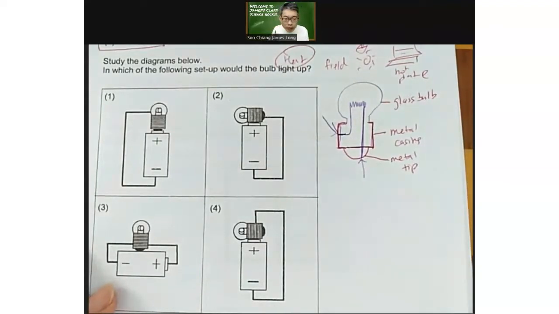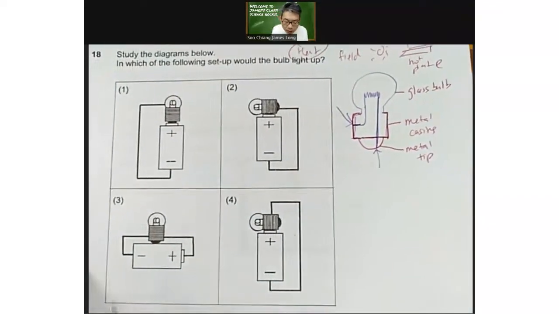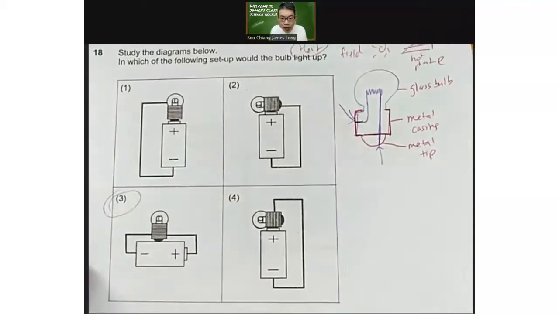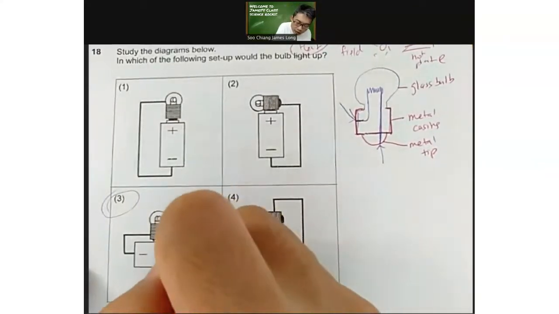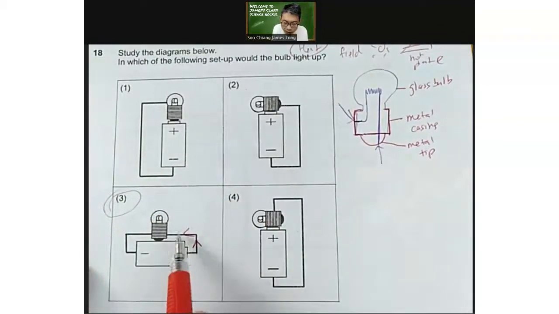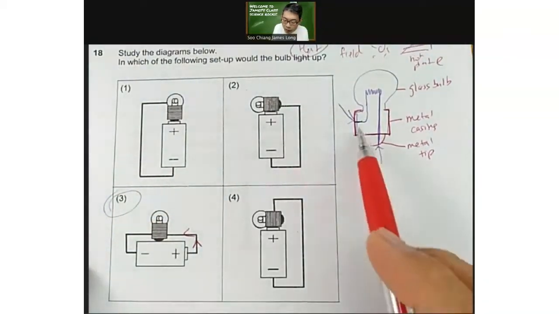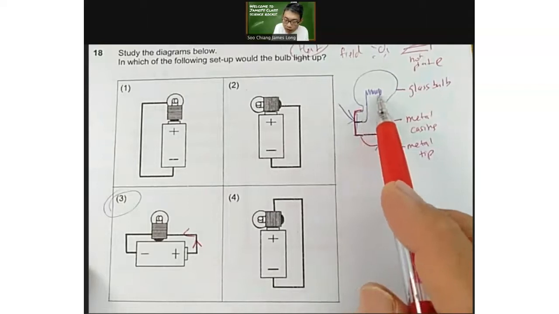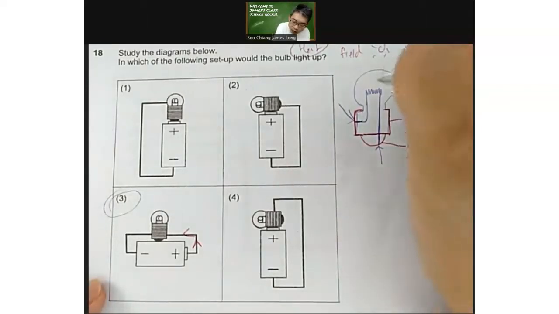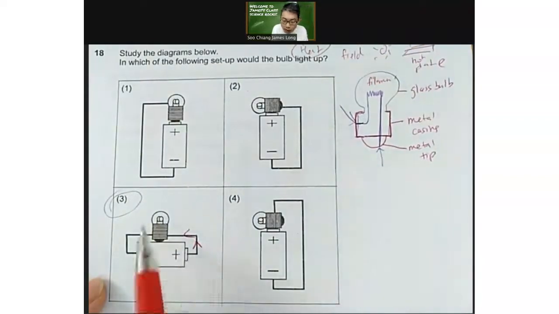Therefore, answers such as 3 is wrong. Although you see that the wire is connected, and actually current does flow in this, but it flows through the metal casing. It doesn't go up into the tungsten wire, the filament here. This is what I call the filament. It doesn't go up here. So the bulb will not light up, but current will still flow through.